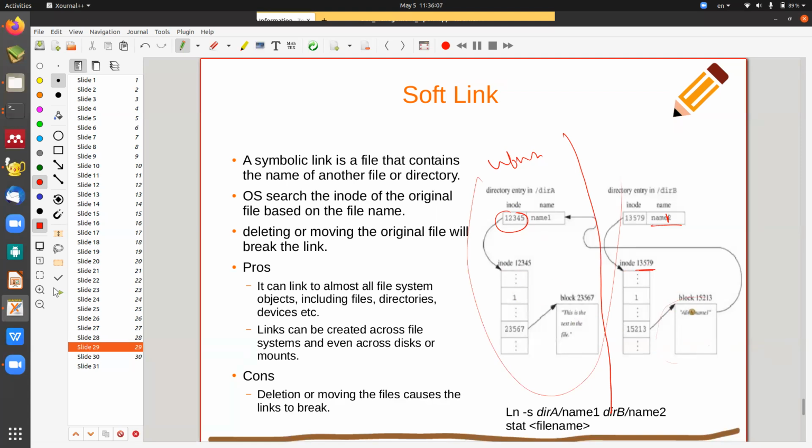Did you understand? What did he do? He has written /home/kit/name1. So what did he do? He is not creating a new file of this content. Rather, he created the same new file, but what was written in the content of the new file? Only the path name of this has been written. Did you understand?